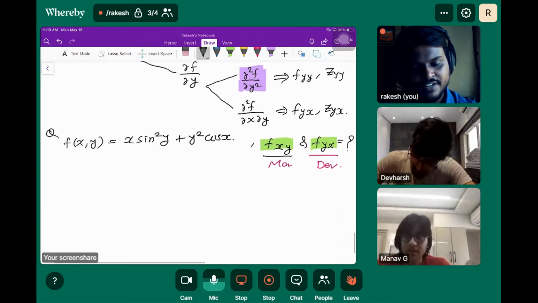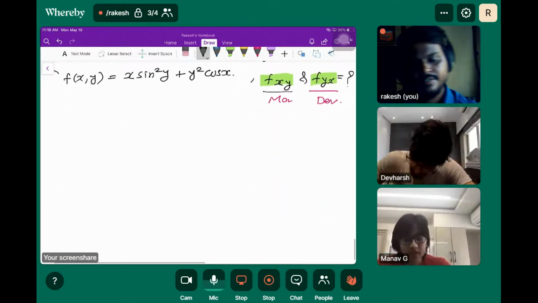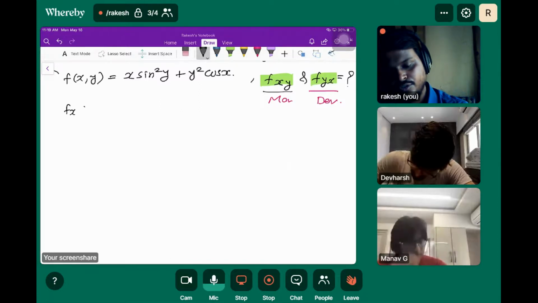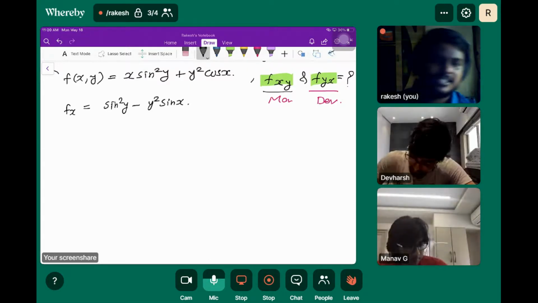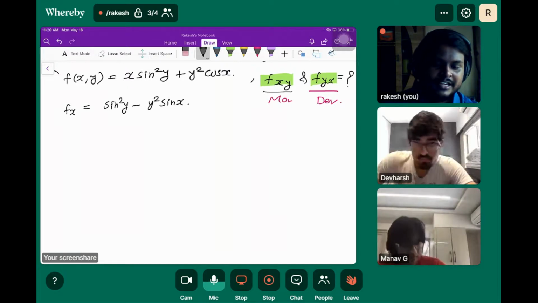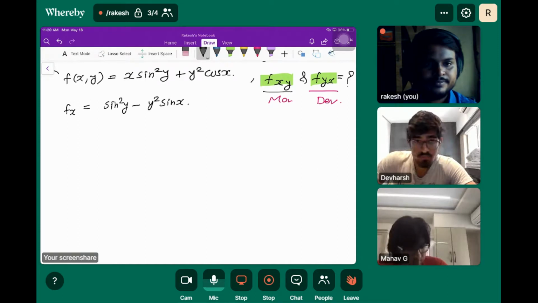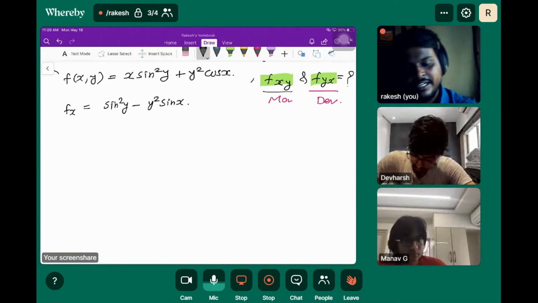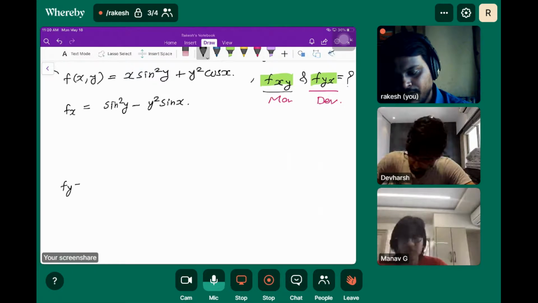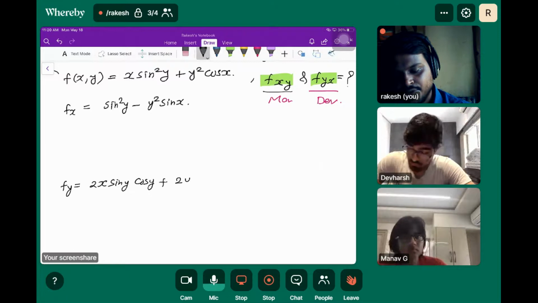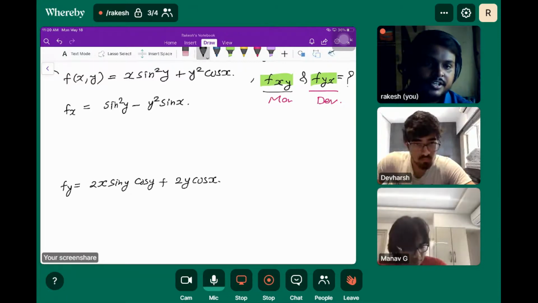First you differentiate this with respect to x. So I'll write f of x for you: sine square y minus y square sine x. Did you get this? We have to differentiate the given function with respect to x. And I help Dev also. So f of y is 2x sine y cos y plus 2y cos x. Did you get this, Dev? Yeah, I got that.